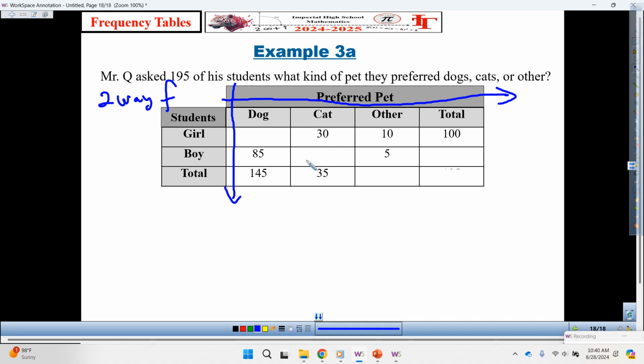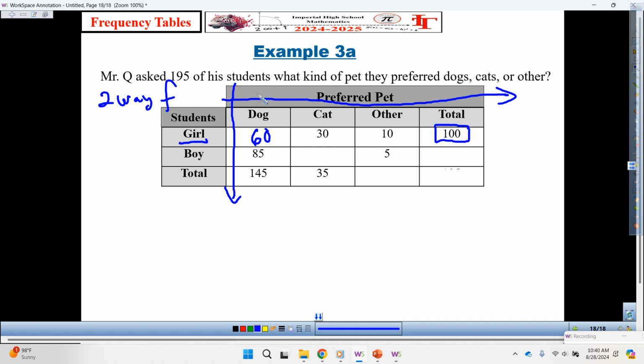So, look up. I'm going to start with girls. How many total girls were asked the question about pets? 100. Okay. So if I stick with this row right here, 10 prefer other type of pets, 30 prefer cats. Tell your neighbor how many prefer dogs, and tell them how you know. Yeah, everyone? 60. Fill that in, please.